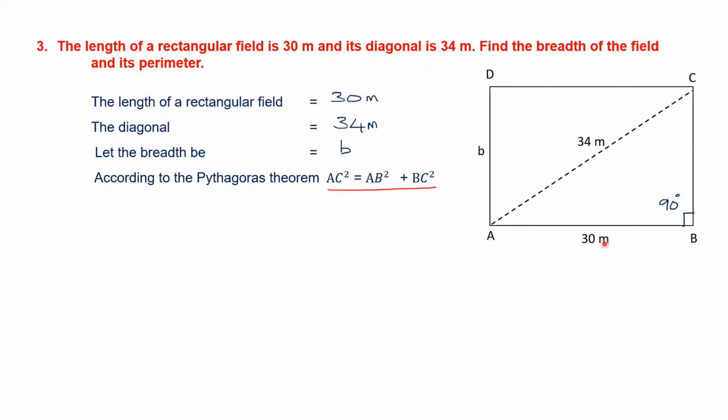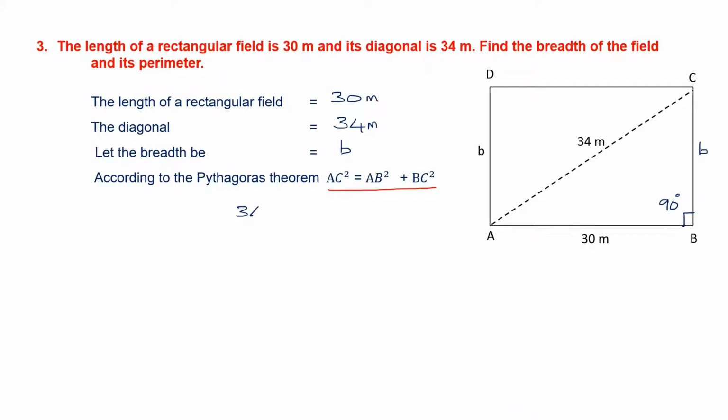So the length and the breadth here, if I square those two, I will get the square of the hypotenuse. We're going to keep that in mind as we do. This is B, both sides are B here. Now let's use the Pythagoras theorem to work this out. AC square is the diagonal, or the hypotenuse. So AC square means 34 squared.